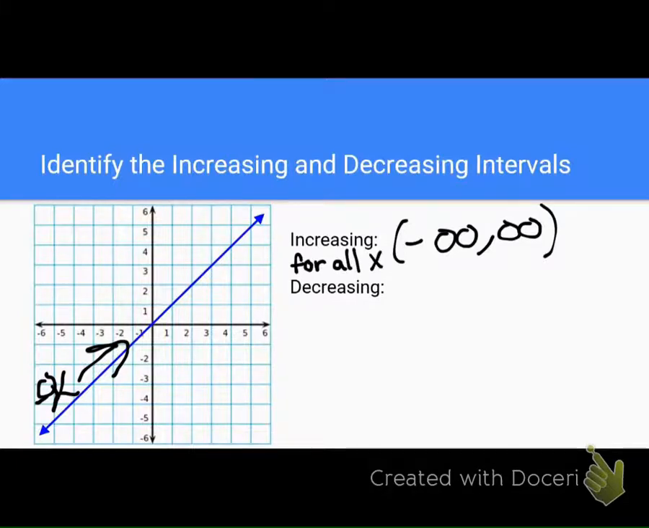Okay, this interval is talking about my x values. So if I wanted to write it with inequalities, I would say negative infinity is less than x is less than infinity.